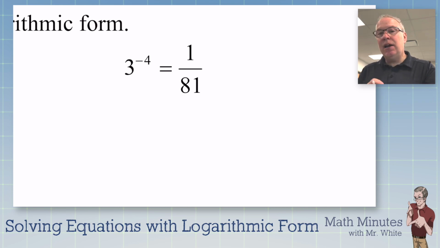So here we have a negative exponent, but that's okay. We understand negative exponents simply mean fractions. So we're looking at this exponential statement, which is true. 3 to the negative 4th is 1 over 81.